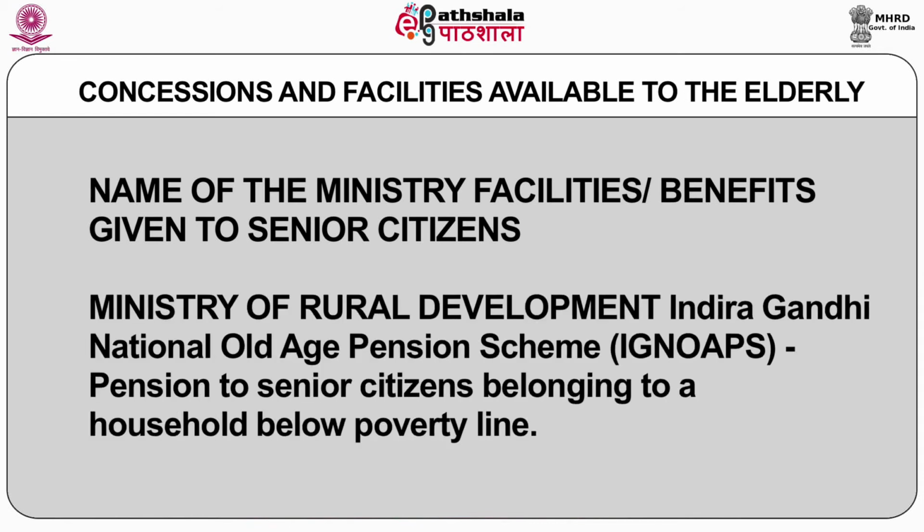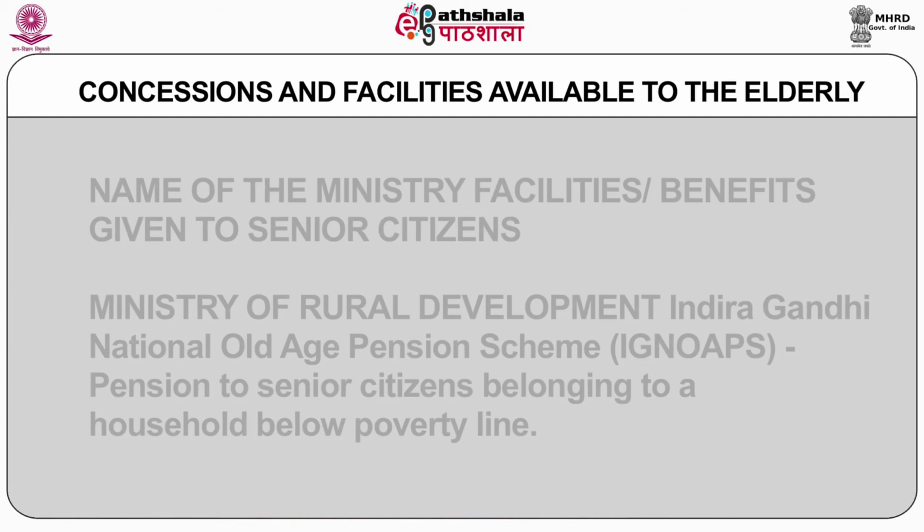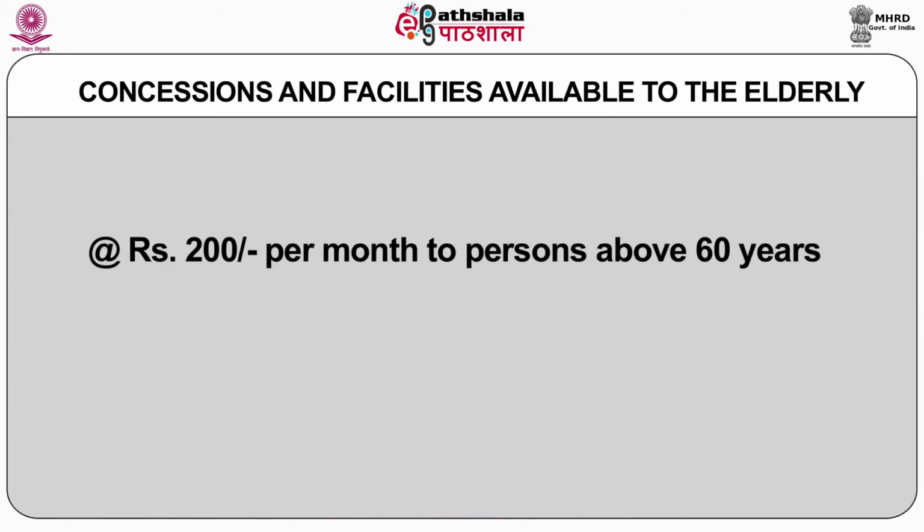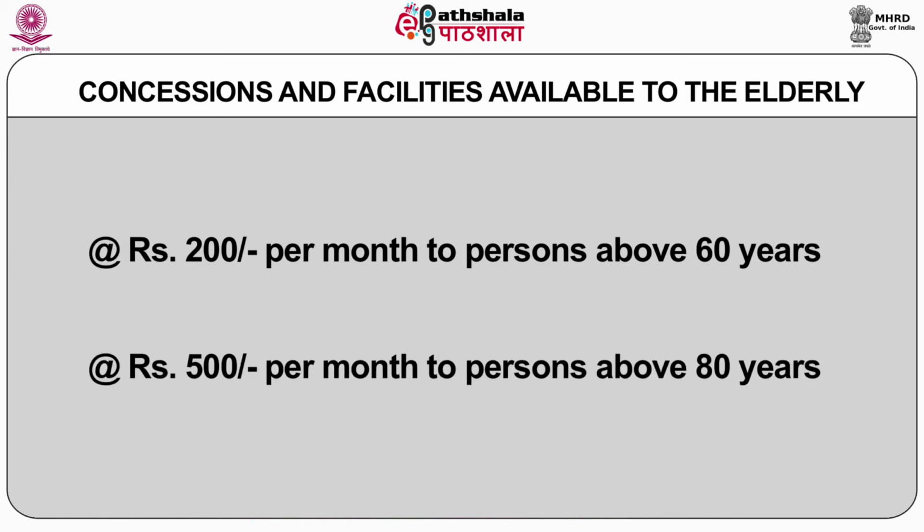Ministry of Rural Development, Indira Gandhi National Old Age Pension Scheme, also called IGNOAPS. Pension to senior citizens belonging to a household below the poverty line at rupees 200 per month to persons above 60 years and rupees 500 per month to persons above 80 years of age. Ministry of Health and Family Welfare.